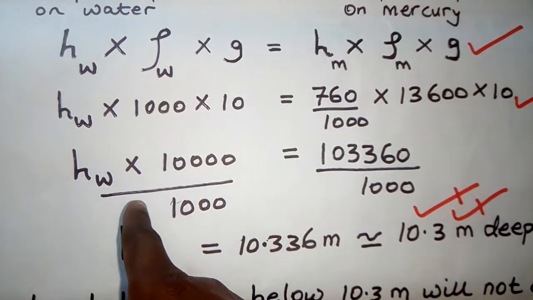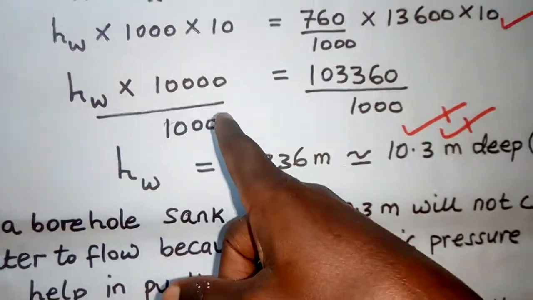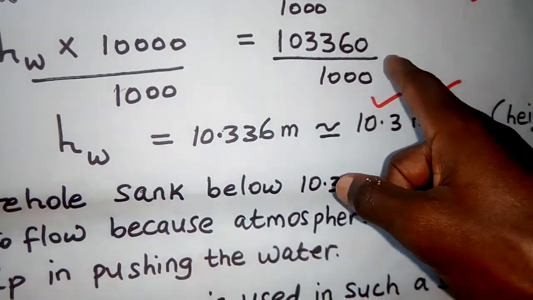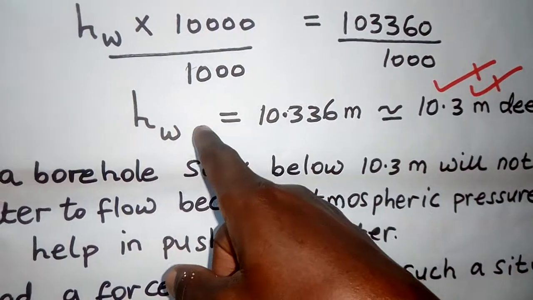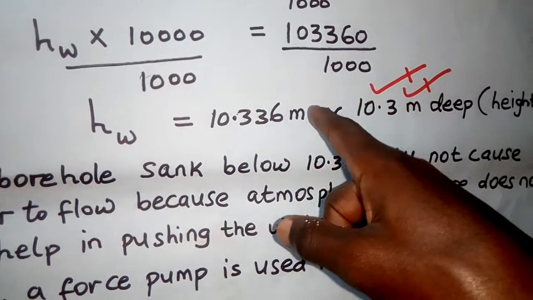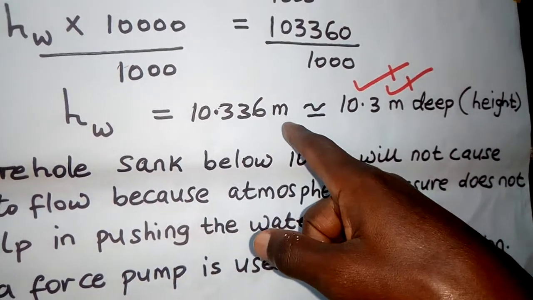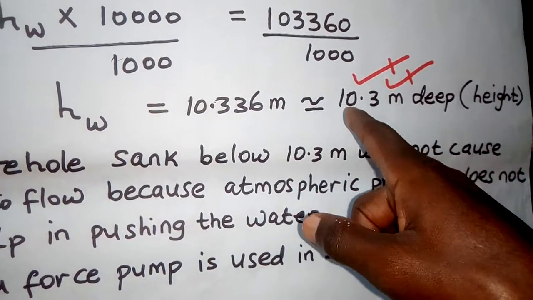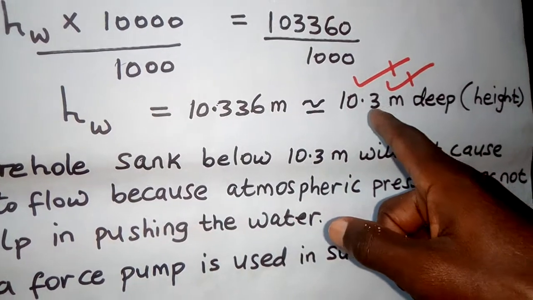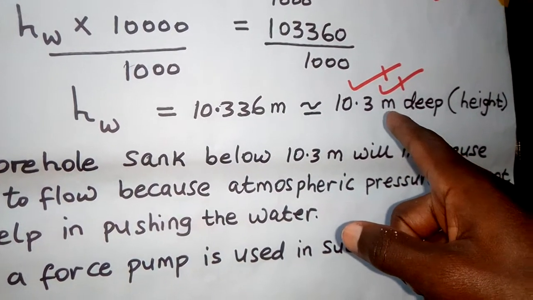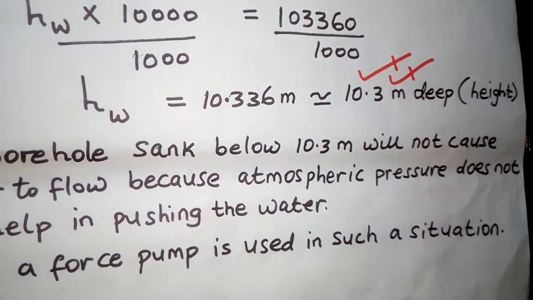Because we want the height of water, we divide both sides by 10,000. So here our height of water is going to be 10.336 meters, which we can approximate as 10.3. So this is the height of water which can be supported by atmospheric pressure.